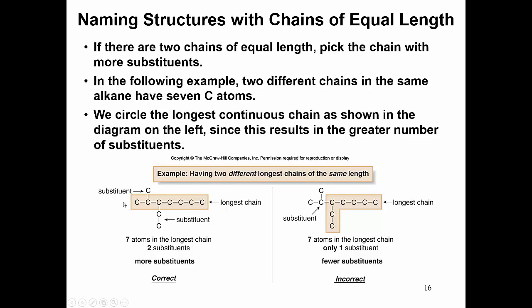Okay, what if you have two ways to count the longest chain? One is this way straight across, and one is this way through the branch, and we have 7 atoms in the longest chain here and here. There's a tie. What do we do in the case of a tie?